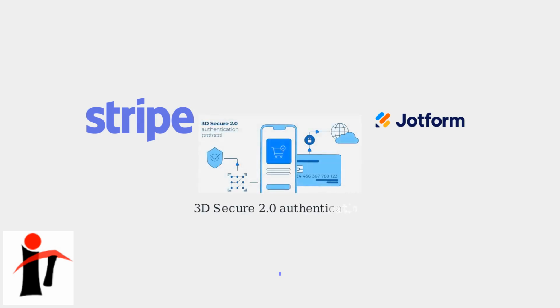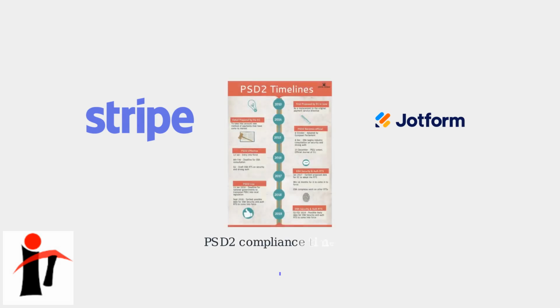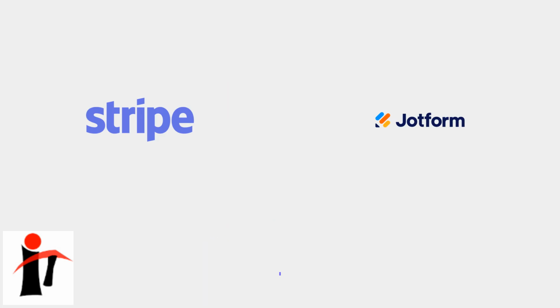In late 2025, Stripe introduced mandatory 3D Secure 2.0 authentication to meet EU PSD2 regulations and reduce fraud. Jotform's platform automatically supports this advanced authentication without requiring additional configuration from users. Together, these security measures ensure safe and compliant payment processing.